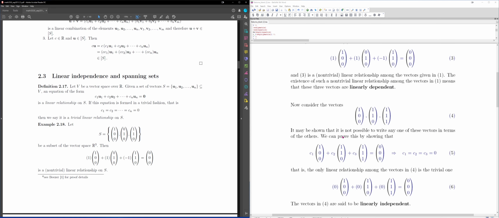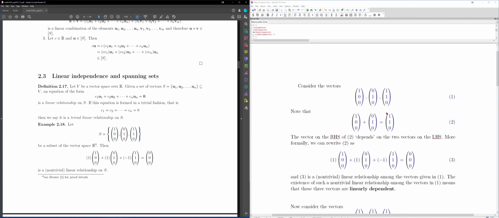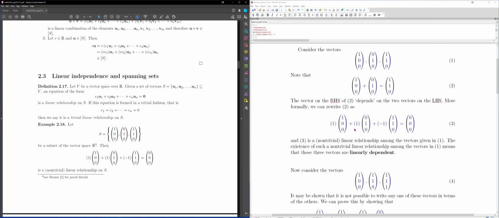Okay, so let's look at this second example here. I have three vectors, and each vector is in three-dimensional space, it's in R3. Now, in the first case over here, I could write this third vector as a sum of these two, and that is what this second equation does for me.